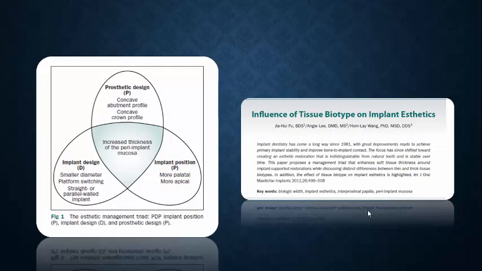This diagram is taken from the study "The influence of the soft tissue biotype on implant aesthetics." Here, they're talking about how we can achieve a thicker band of tissue around the neck of the implant. They talk about the implant design, using a smaller diameter implant with a platform switch, and the implant position. We would like to have it in a more palatal and more apical position. For the prosthetic design, we would like to have a concave abutment profile and a concave crown profile. Together, these will increase the thickness of the peri-implant mucosa.